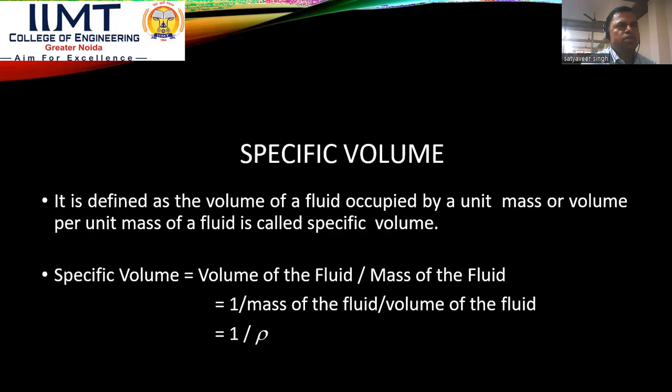Now we'll talk about specific volume. What is specific volume, and what is the mathematical relationship between specific volume and density? Specific volume is the volume per unit mass of the fluid, and its formula comes down to 1 by rho, where rho is the density of the fluid, also known as mass density. So we can say that specific volume is the reciprocal of mass density.